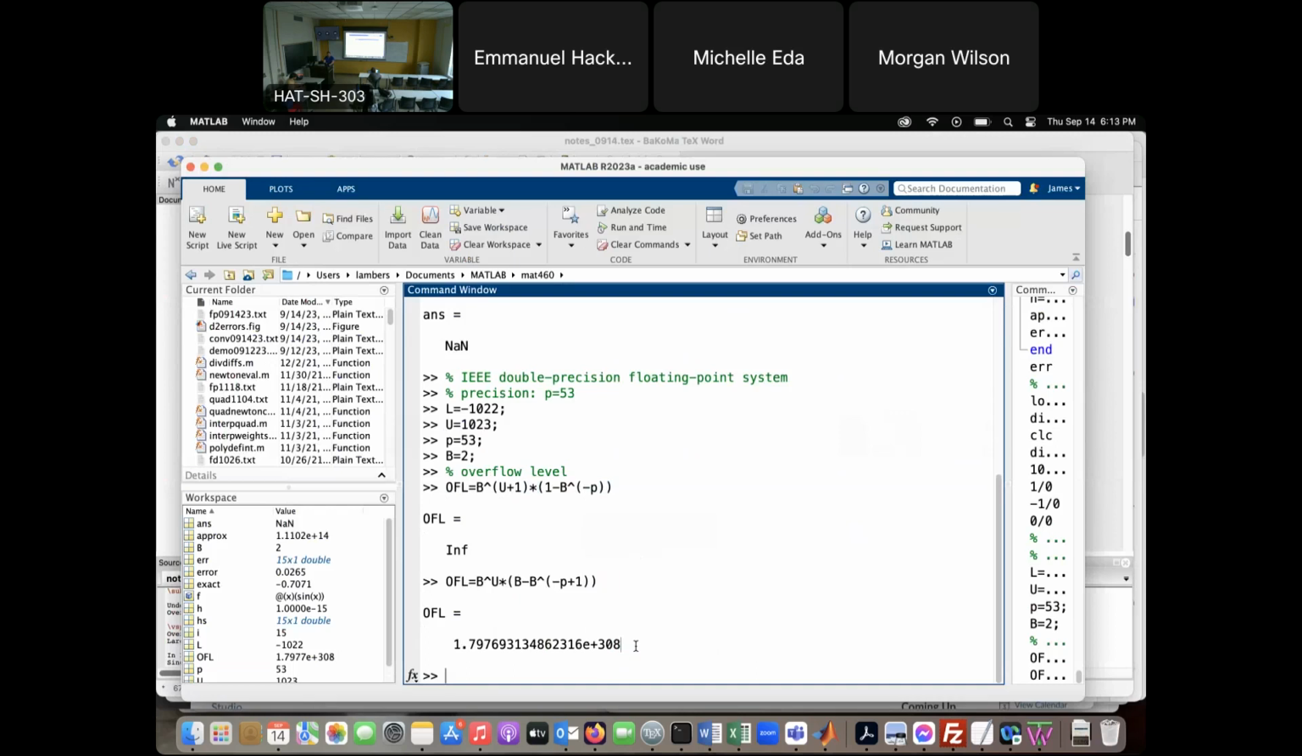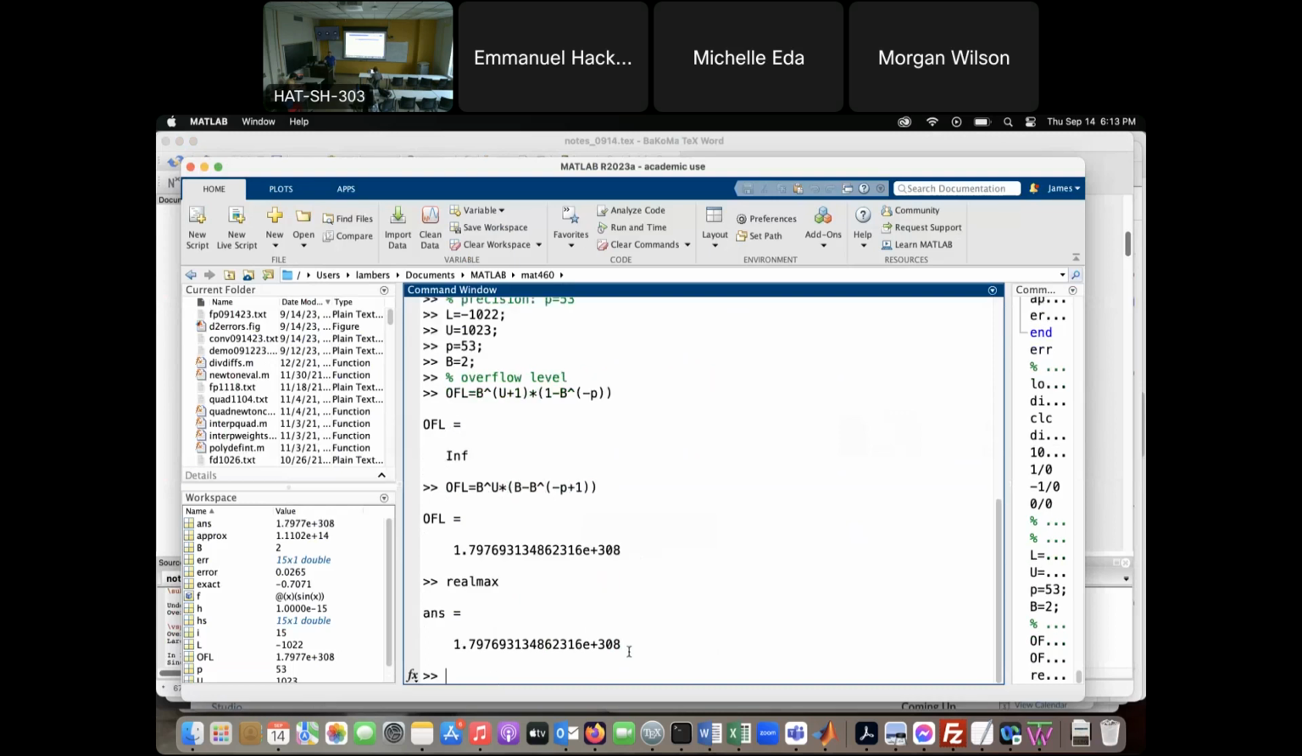MATLAB has a special variable called realmax. So that's meant to refer to the largest number allowed in a double precision floating point system. And if I enter that variable here, sure enough, I get the exact same thing.